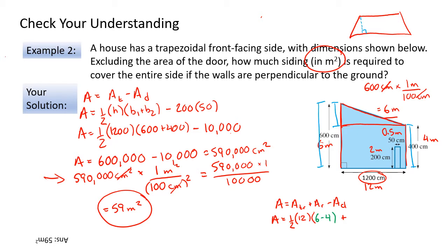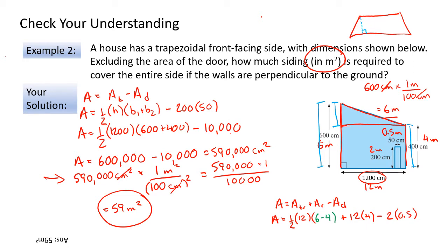Next, we have the area of the rectangle. So the area of the rectangle is simply length times width, or 12 times 4. Then we're going to subtract off the door, which was 2 meters times 0.5 meters.